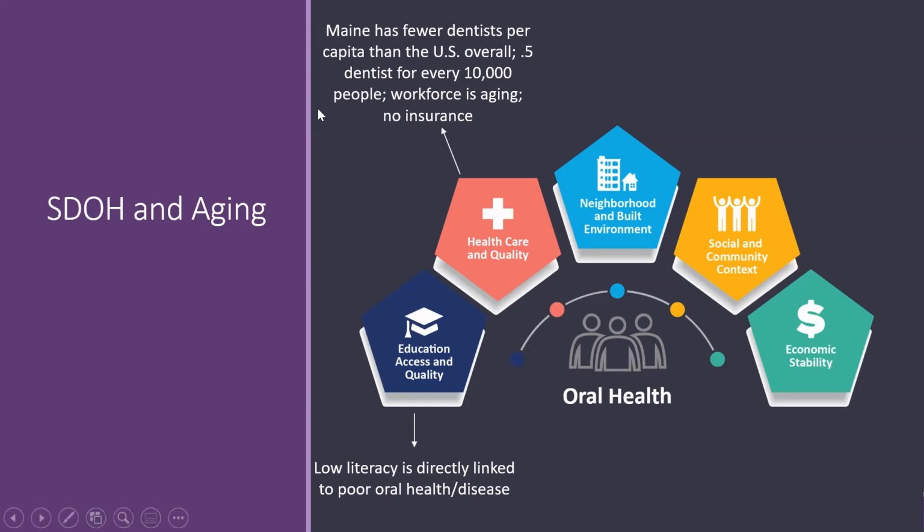There it goes. Maine has fewer dentists per capita than the United States overall. They have one of the lowest rates of that. So they have half a dentist for every 10,000 people. Also in Maine, I was able to find a study on this. Their dental workforce is aging and a lot of retirements. And a lot of people don't have dental insurance. I know for many of us, dental is not covered in our insurance plans and you have to pay extra.